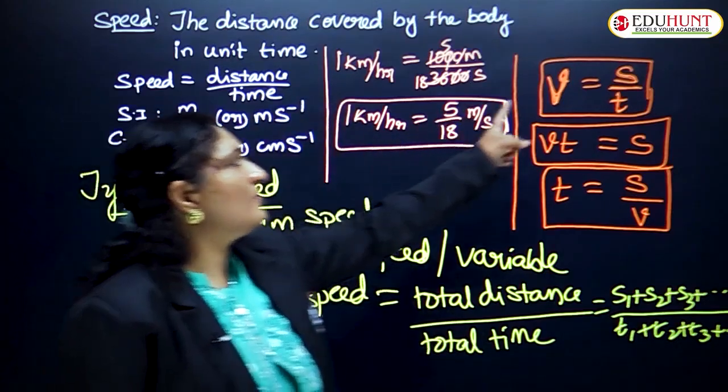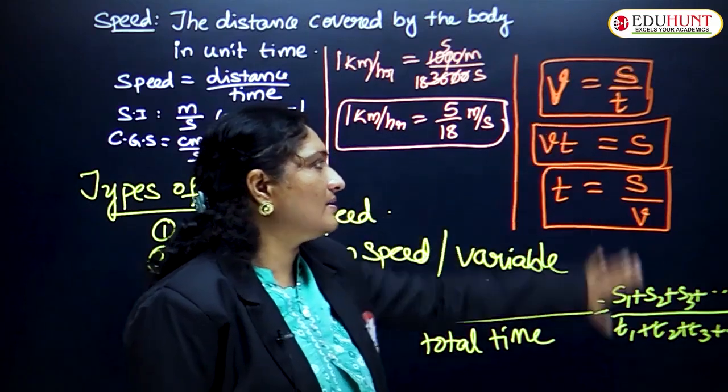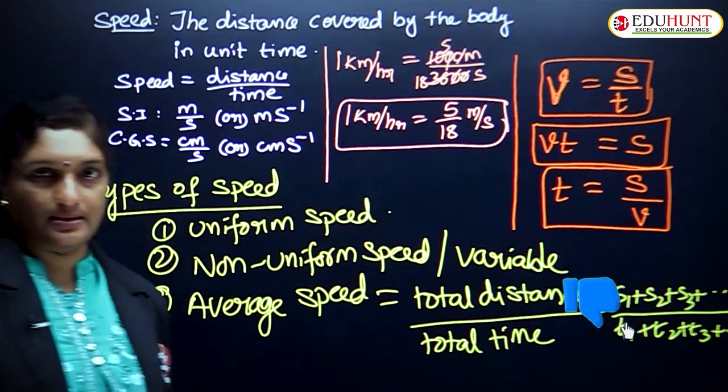And the mathematical form for speed: V is equal to S by T, or S is equal to V into T, or T is equal to S by V. So based on that, let us move to the numericals. Okay children.